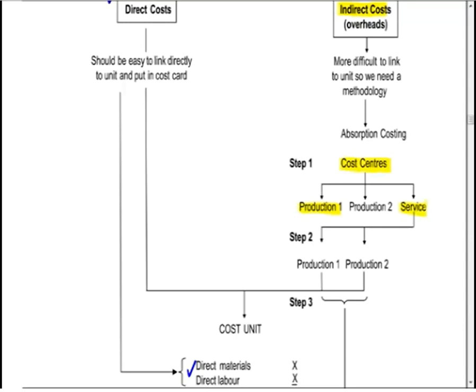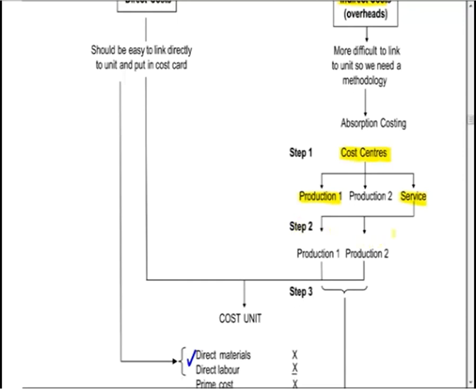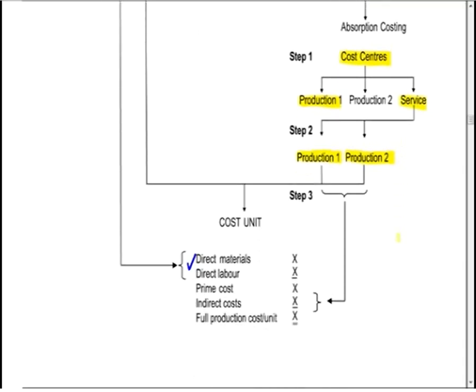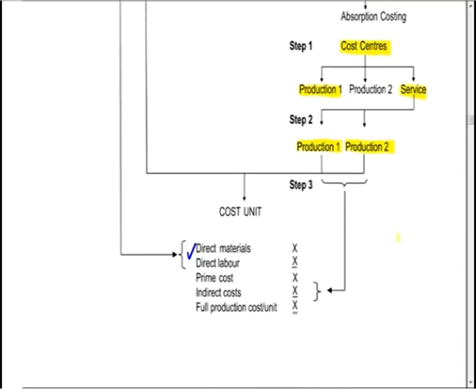An example of a service centre might be a canteen. In step 2, we need to reapportion our service centre overheads so that we just end up with an element of fixed overheads in the production cost centres of the business. That is so we can use the final step, which is to allocate fixed overheads for each of the production centres into the cost card. So we're going to end up with a fixed overhead charge for production department 1 and a fixed overhead charge for production department 2 as our indirect costs, which will be added to the prime costs to give us the full production cost per unit.